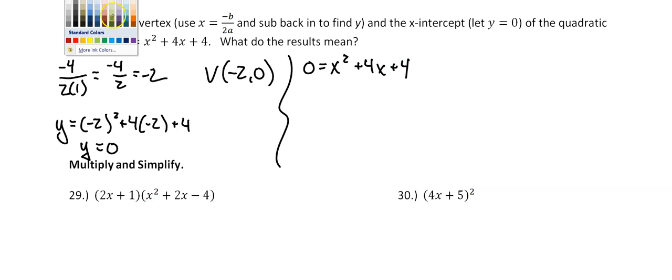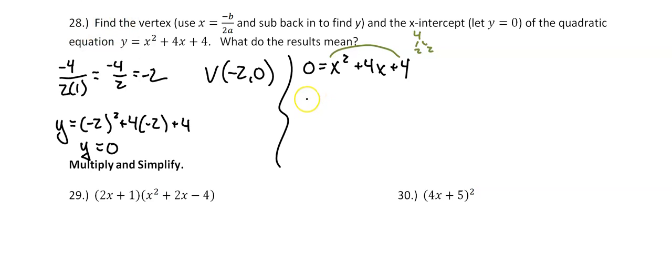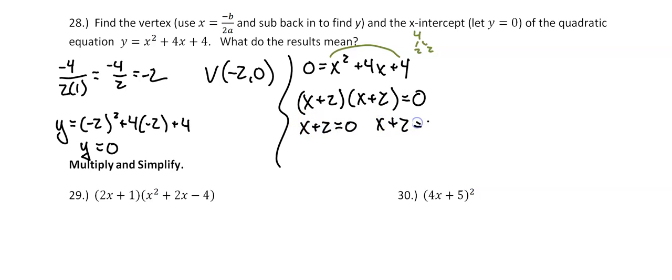So I'm going to solve by factoring, so I build a bridge. Two numbers that multiply to 4 and add to 4: a 2 and a 2. And I get to use my shortcut on this one. So this factors into x plus 2 times x plus 2, and again, equals 0. I set each factor equal to 0. x plus 2 equals 0. Here, x plus 2 equals 0. And I could solve each of these.